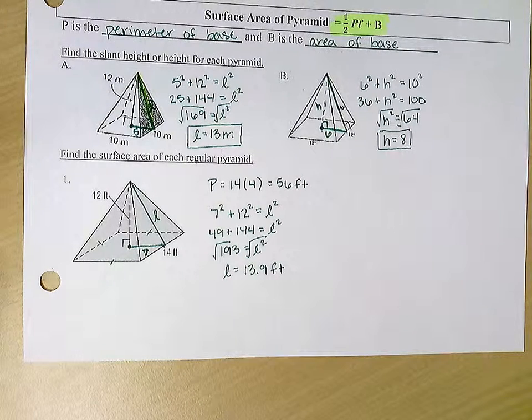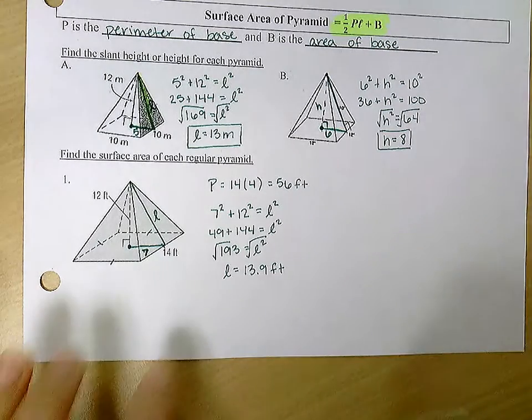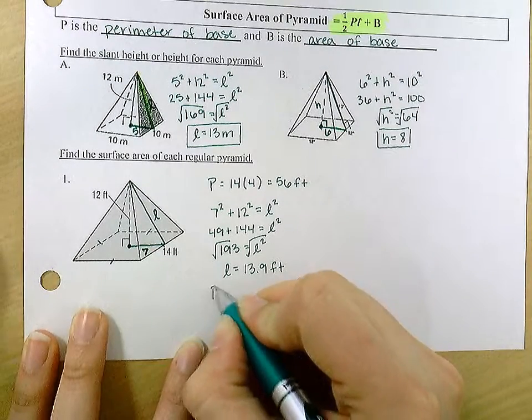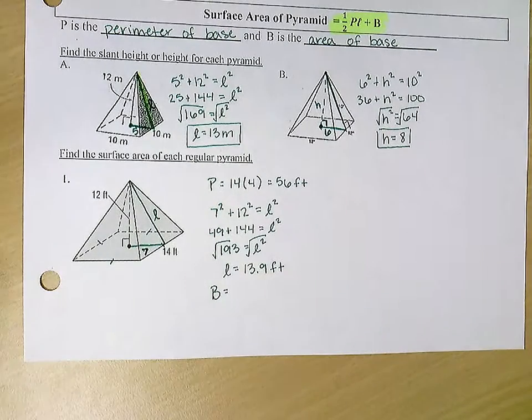So now we have P and we have L. The last thing that we need to find is B. B is your area of just the base. So how can I find the area of that square? What do I do?